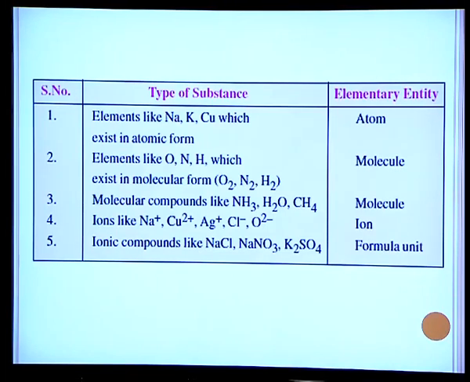So for elements, you can use atom as the elementary entity. For molecules, we call them molecules. Then those having charge come in the category of ions, and for ionic compounds we calculate the formula unit.